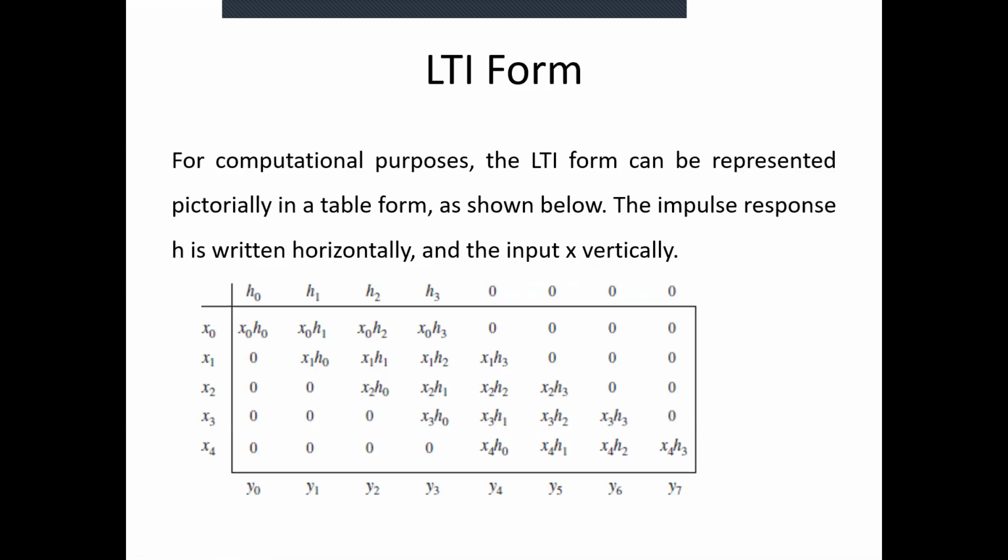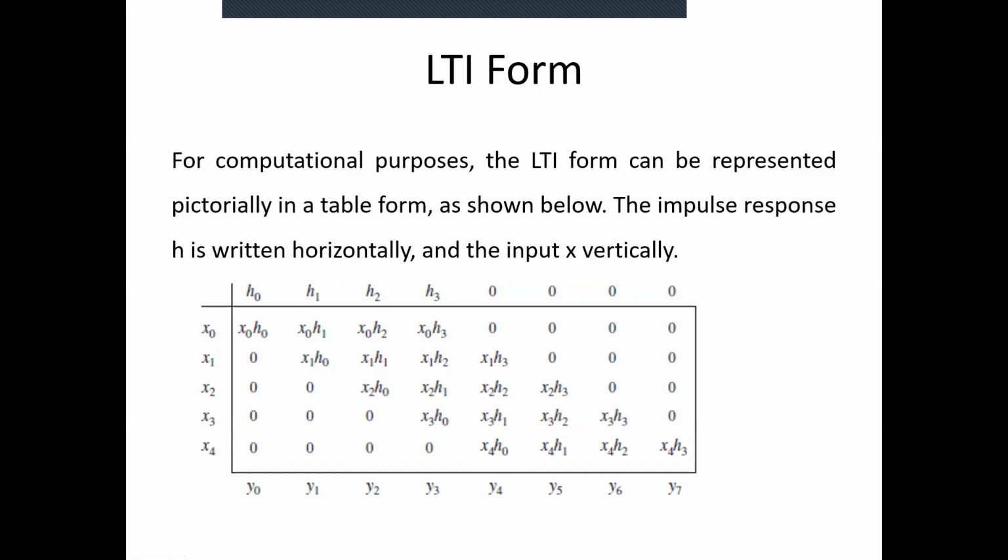Now, let's go to the construction of the matrix. First of all, again, very easy, very simple. X naught is multiplied by the elements of h, so this is the first row. Second, x1 is multiplied by h and then shifted by 1, so the whole elements are shifted to the right by 1. X2 is again multiplied by the whole element of h and shifted by 2. X3 is shifted by 3, and finally x4 is multiplied by the whole elements and shifted by 4 zeros.